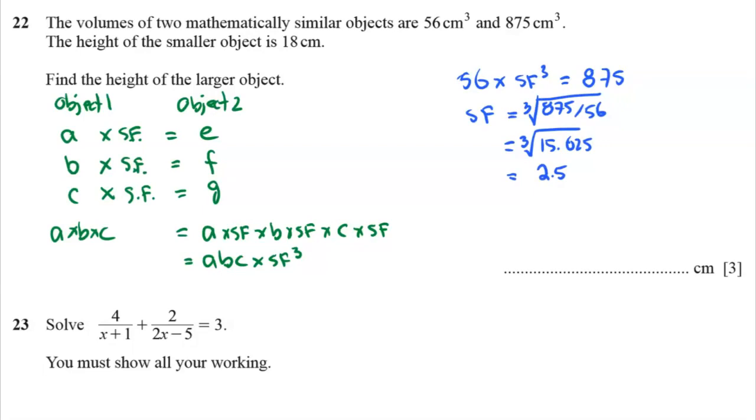Notice then that all we have to do to find the height of the larger object is take 18, and because it's a length, multiply it by the scale factor, 2.5, and we get 45. All right, there's my answer, 45. If you worked out that, you get bonus points.